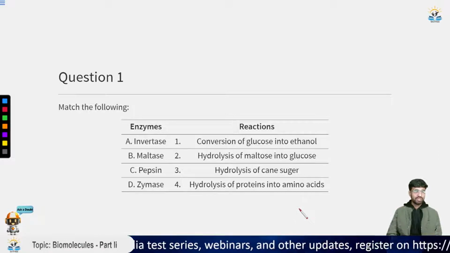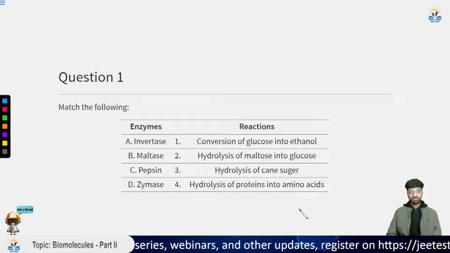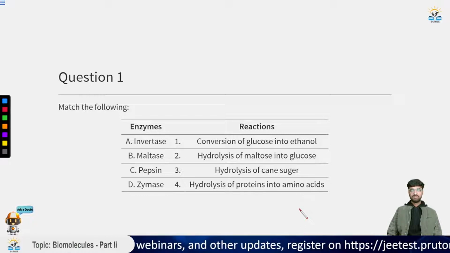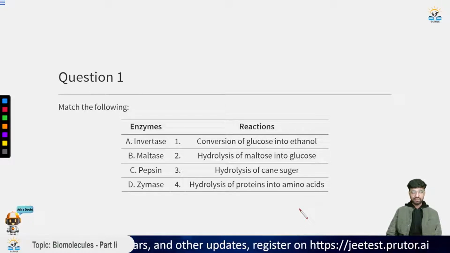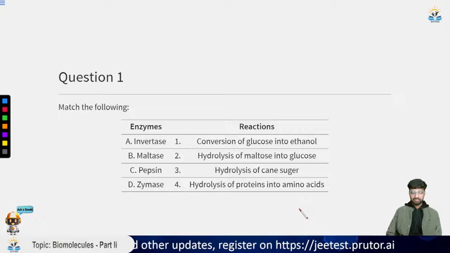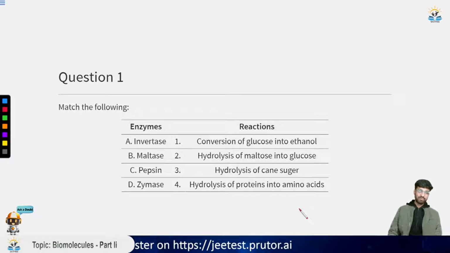Now we look at some questions here. I have put together some questions to get a clearer picture of the concepts. So here is the thing. Which one is invertase, which one is for maltase, and which one is for pepsin? So we know that maltose stands for maltase. First of all, B.